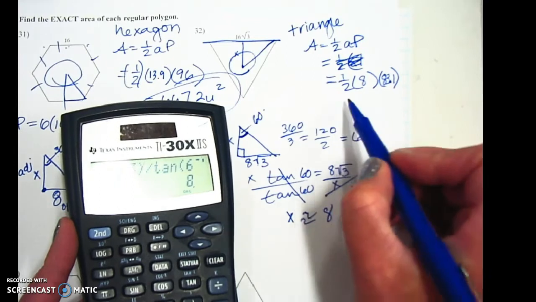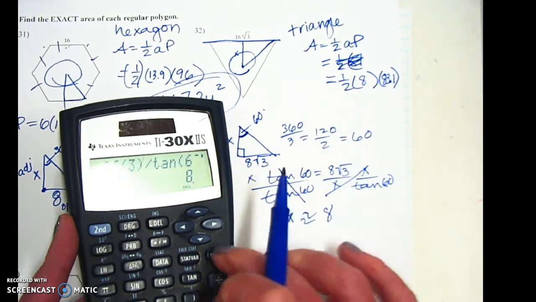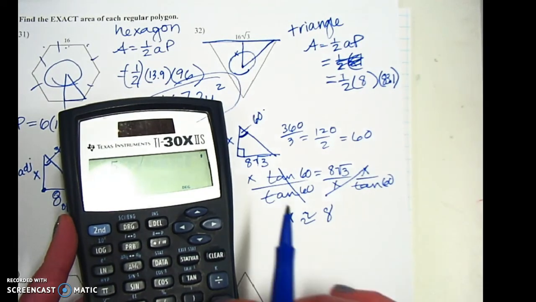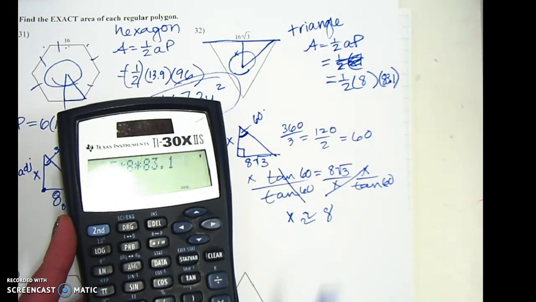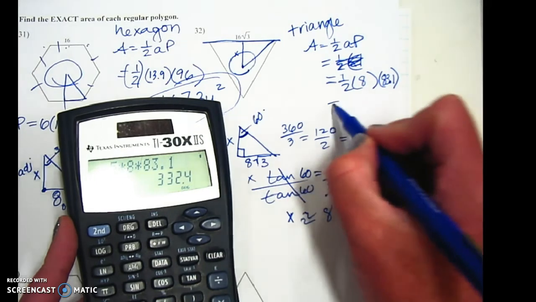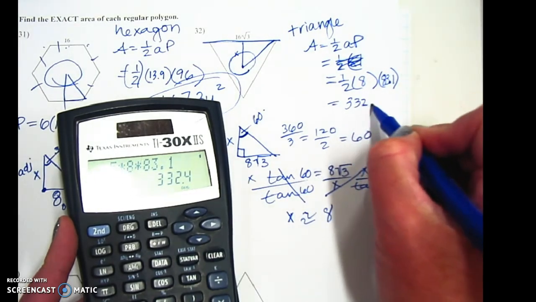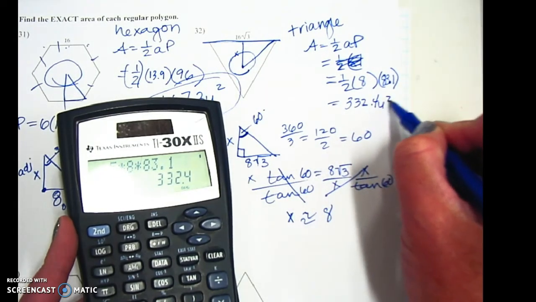So now that we've got our area formula, let's type that in. So I'm going to do 0.5 as 1/2 times 8 times the 83.1, rounded to the nearest tenth. Oh, it's already done for me. It's 332.4 units squared.